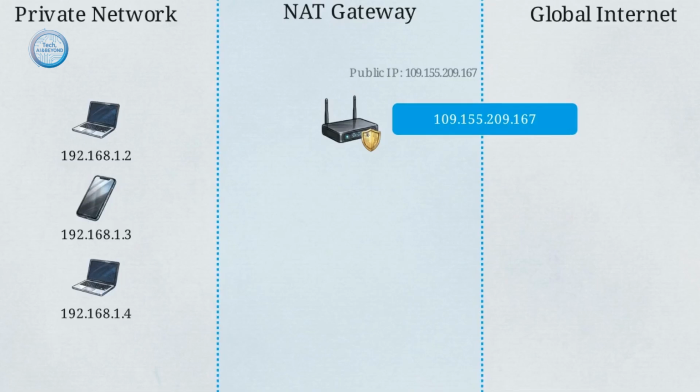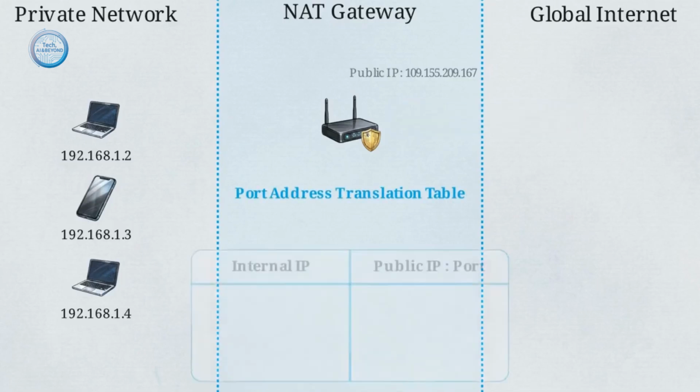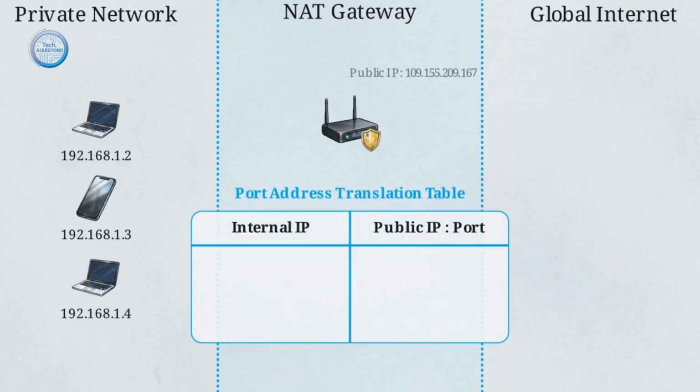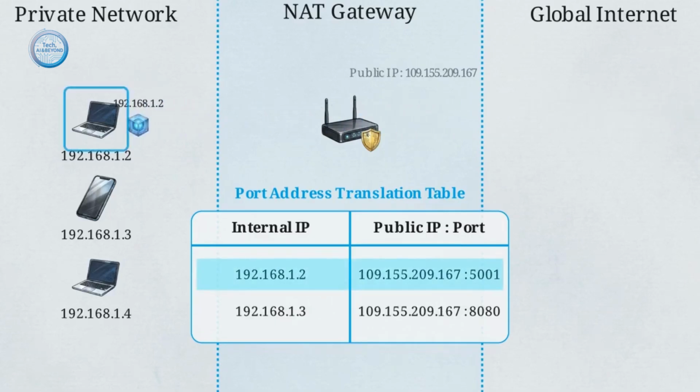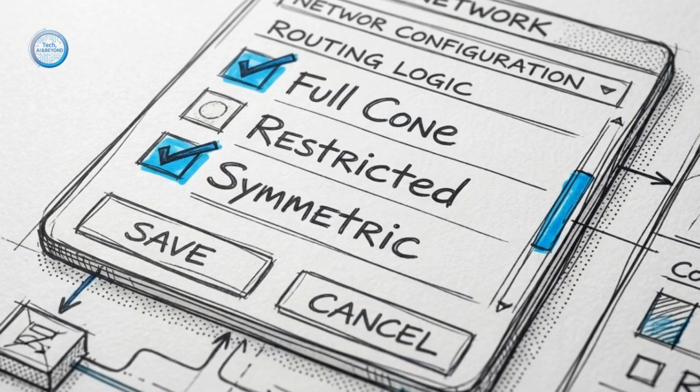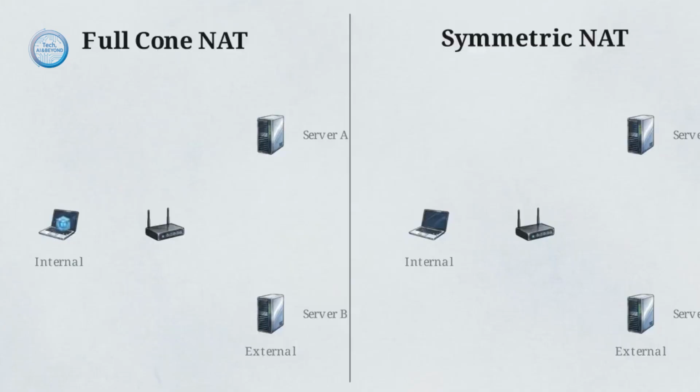Because dozens of internal devices might request data simultaneously, the router uses port address translation. It tracks internal requests by mapping them to unique transport layer port numbers on the external public interface, ensuring the returning data reaches the correct internal device. Not all translation models operate with the same logic. A full cone NAT allows any external server to send data inward once an initial mapping is created. Symmetric NAT applies a much stricter filtering model.